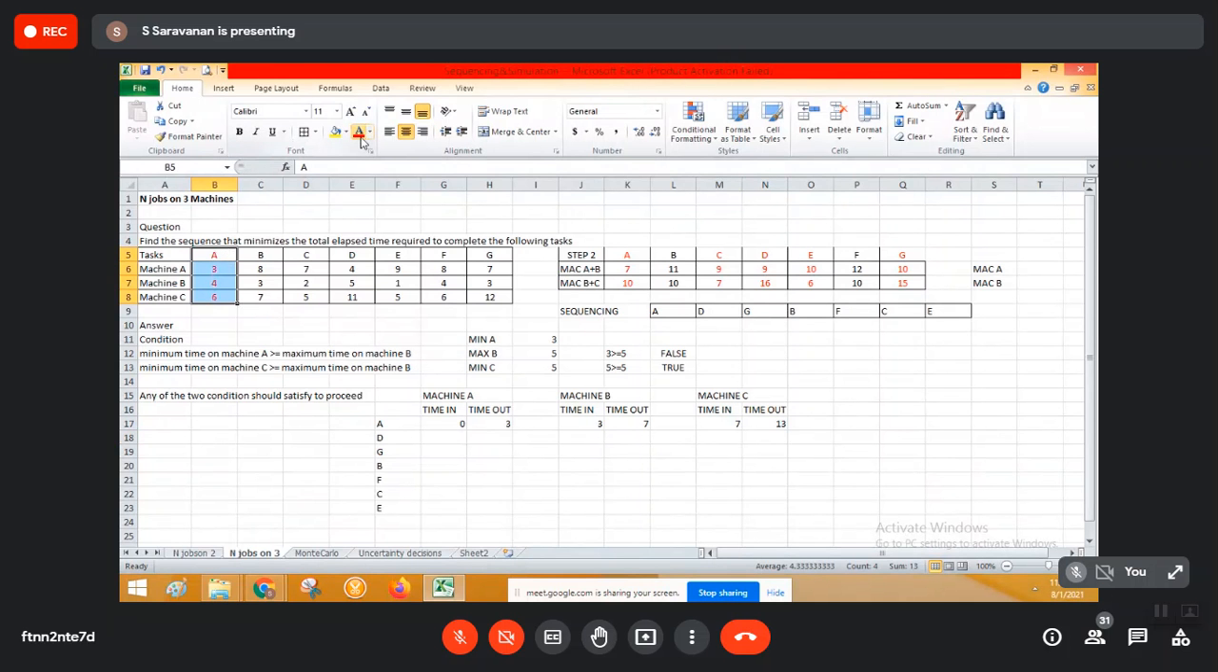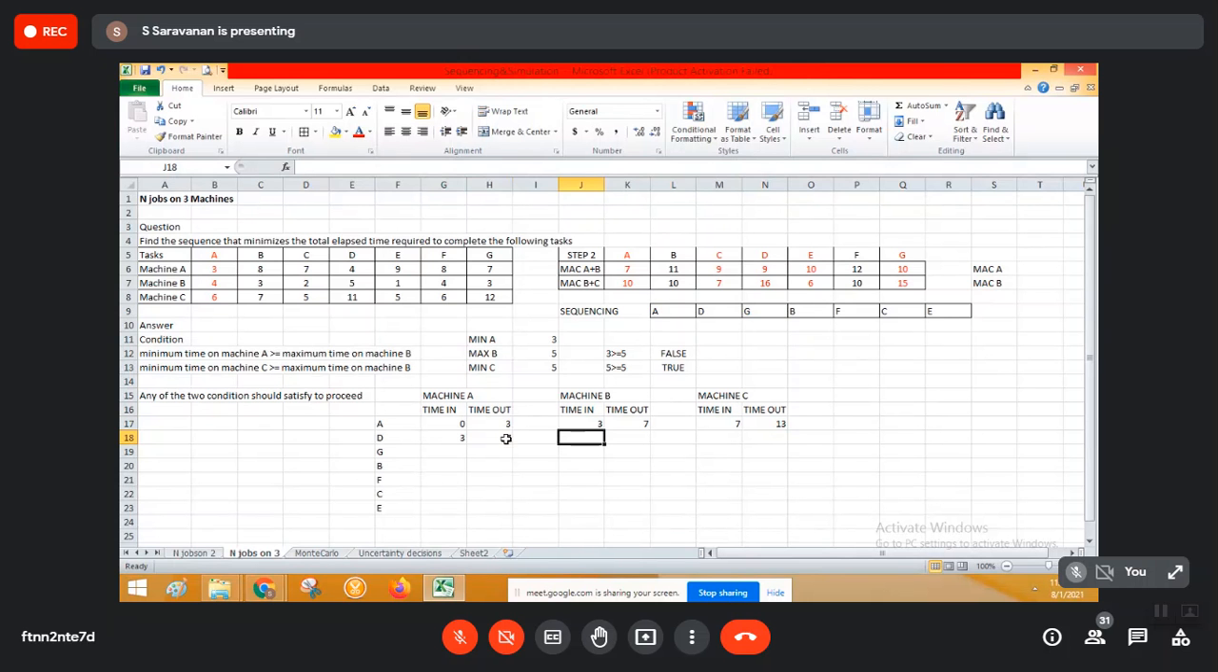Then we should start with D. Choose D here. The machine A has completed an activity at the third minute, so it can take the second job at the third minute. Individually it is processing. Third minute it can take. Now how much time will be taken by machine A? 4. So 3 plus 4, 7.